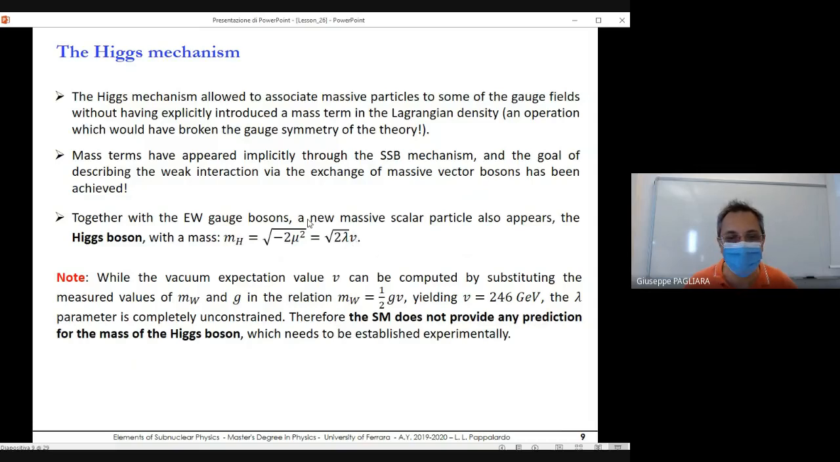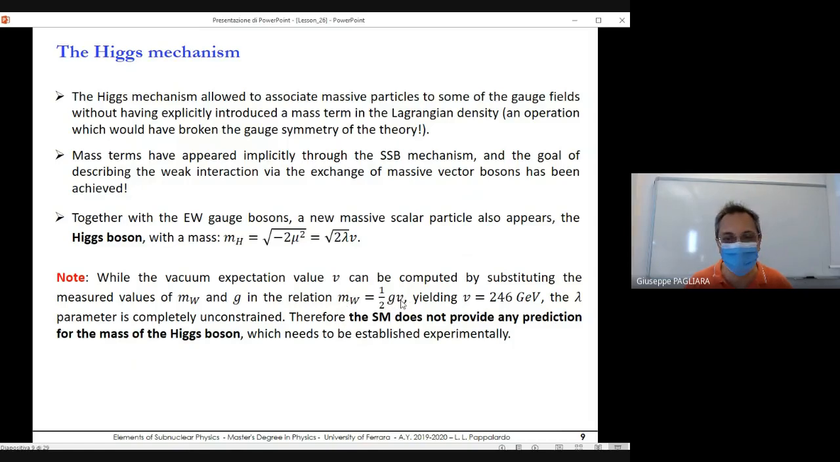Now let's concentrate on the mass of the Higgs boson. Okay, so it is the square root of 2 lambda times v. Now v is a quantity which is the vacuum expectation value of the Higgs field that we can actually calculate, because v, as you see here, is related to the mass of the W, which we can measure, and it is related to the coupling G, which we can calculate.